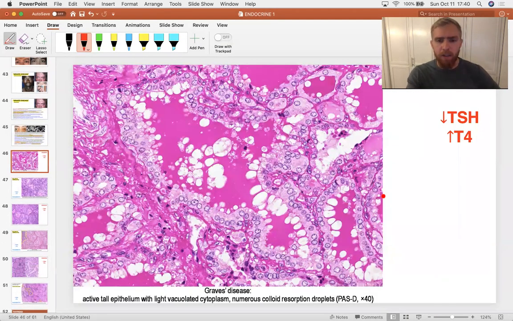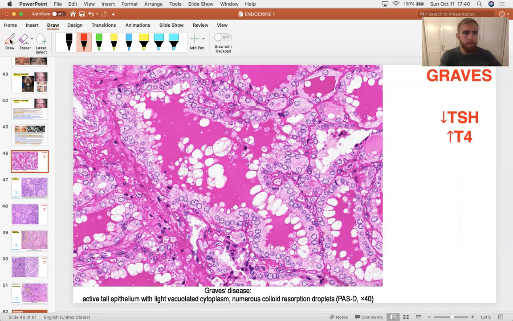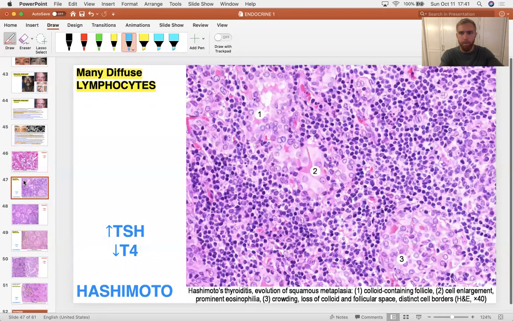Let's take a look at the histology of Graves versus Hashimoto's. This is Graves, and how do we know it's Graves? Because we're seeing these bubbles all over the thyroid. Look at these bubbles in the thyroid. So that's vacuolated cytoplasm. And you don't see that at all in Hashimoto's. So this patient will have a low TSH and a high T4.